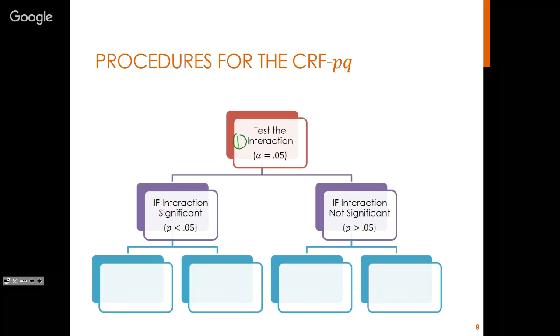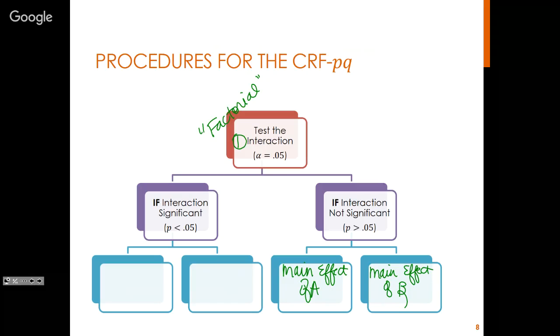anytime we do any type of factorial design. So this is not just true of a completely randomized factorial. This is the process that you would go through for any type of factorial design. So if the interaction is not significant, what do you look at next? Main effects. Main effect of A and main effect of B.